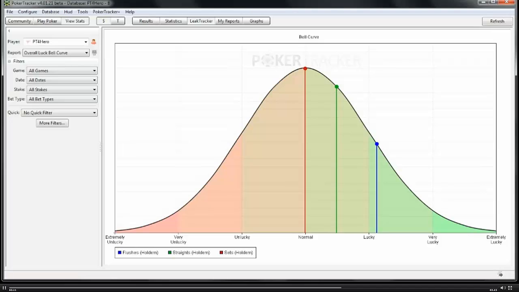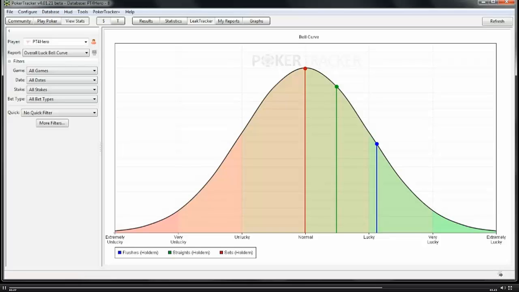Pokertracker 4 includes a luck bell curve graph because it is difficult to subjectively remember how frequently your draws have come in. With this graph, you can now see quickly whether you have been making your big hands more or less than expected, and whether it's by a large or small amount.